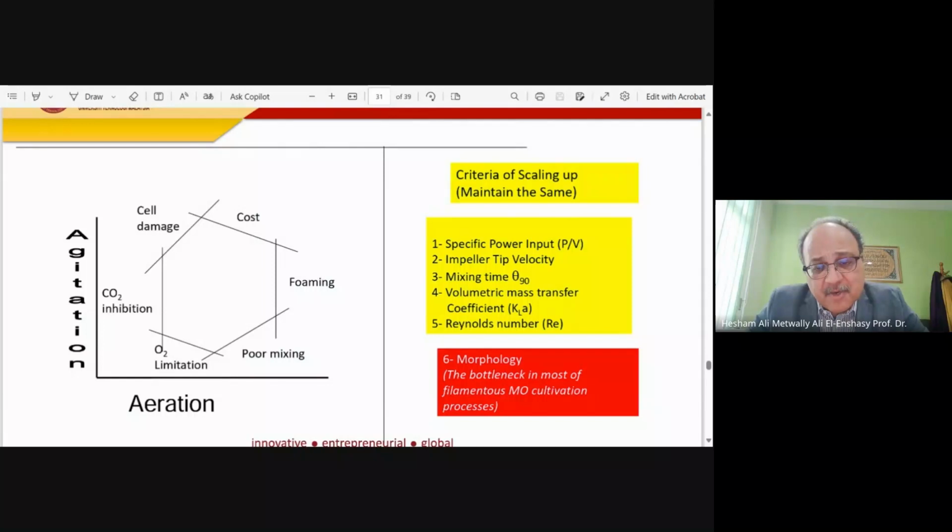When we scale up a process, we look for specific power input P over V, or impeller tip velocity, or theta 90, volumetric mass transfer kLa, or Reynolds number. But when we scale a bioprocess of fungus, we consider these, but the most important one is morphology. If I scale up the process and I change morphology, then it will become the bottleneck of the mass filamentous microorganism cultivation process.